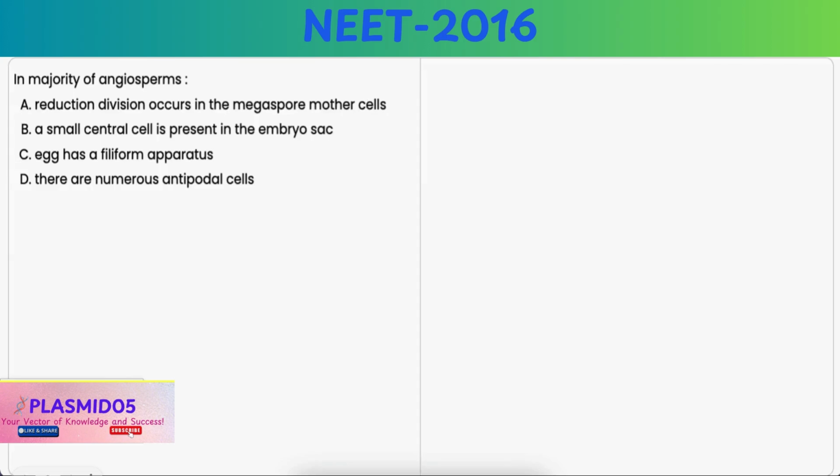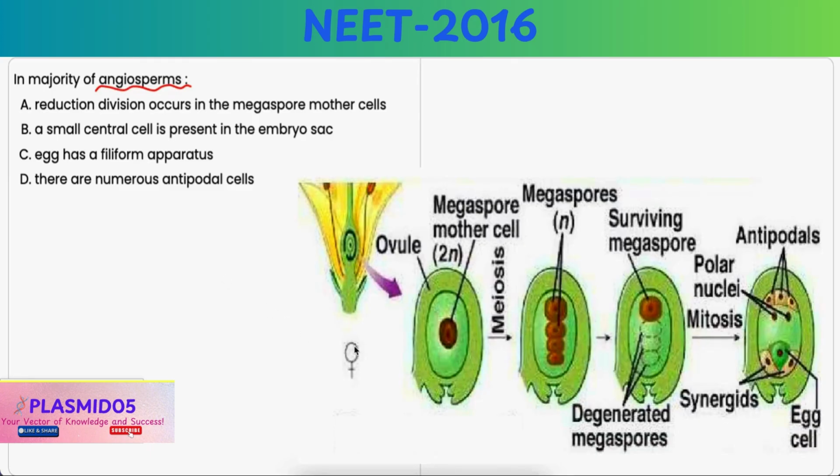In this question, you have to identify the correct statement regarding angiosperms. Option A, reduction division occurs in the megaspore mother cells. Now, this is correct. In the majority of angiosperms, the megaspore mother cell undergoes meiosis, that is reduction division, to produce 4 haploid megaspores, one of which develops into the embryo sac.